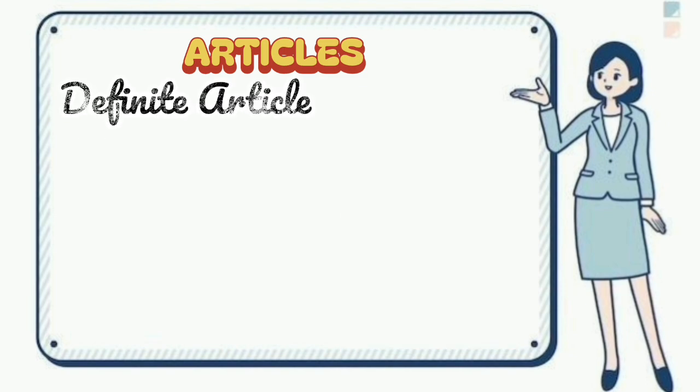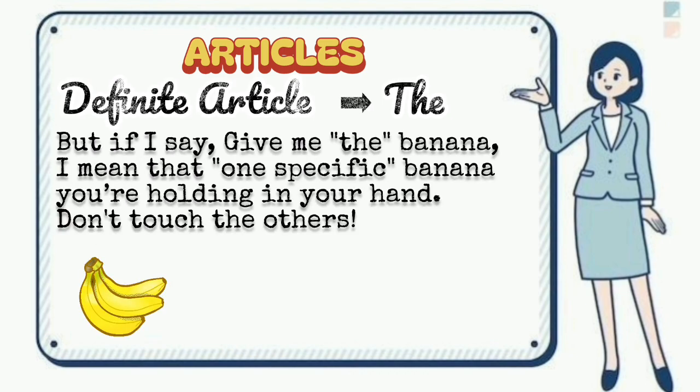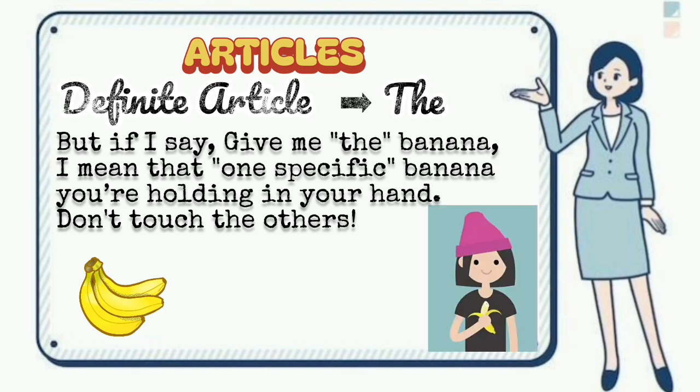Let's move on towards the definite article, which is the. So the rule is we use it when we are talking about something specific, unique, or something everyone already knows about. Let's understand it with an example. Previously, I gave you an example that give me a banana, which meant give me any banana from the bunch. But if I say give me the banana, I mean that one specific banana you're holding in your hand. Don't touch the other ones.